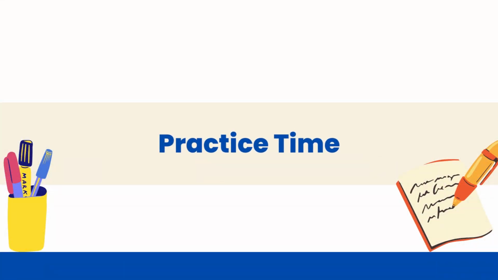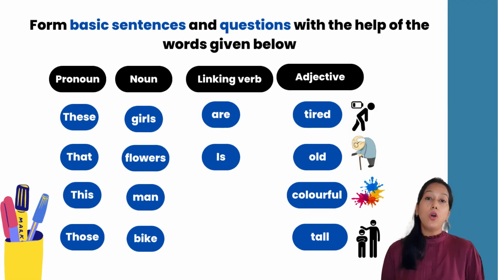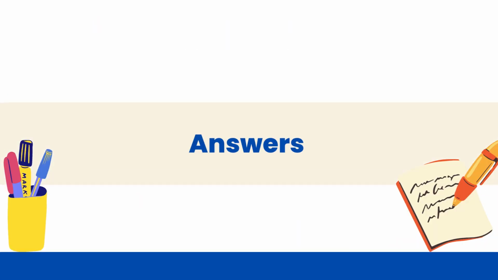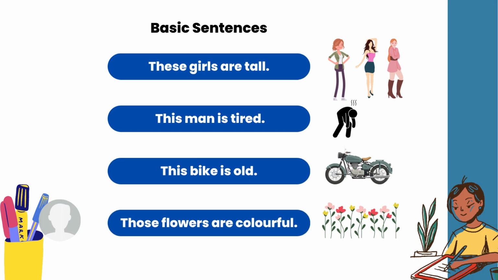It's time for us to practice what we have learned today. Now here is a list of noun, pronoun, linking verb and adjective. You have to use them and form sentences on your own. If your answers are any different from these sentences, then please write in the comment section.